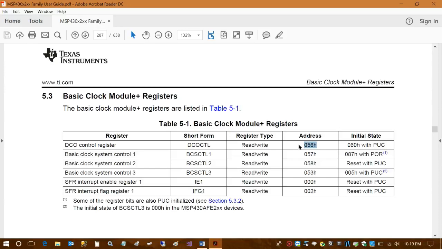So these are the 8-bit peripherals, so there are only 8 bits that you need to configure, not 16 bits. And the initial state, as you can see, is the value which in hex you're going to get back if you read this register. Suppose you read DCOCTL in the initial state, then you are supposed to get back 0x60. Okay, so that we will see next.